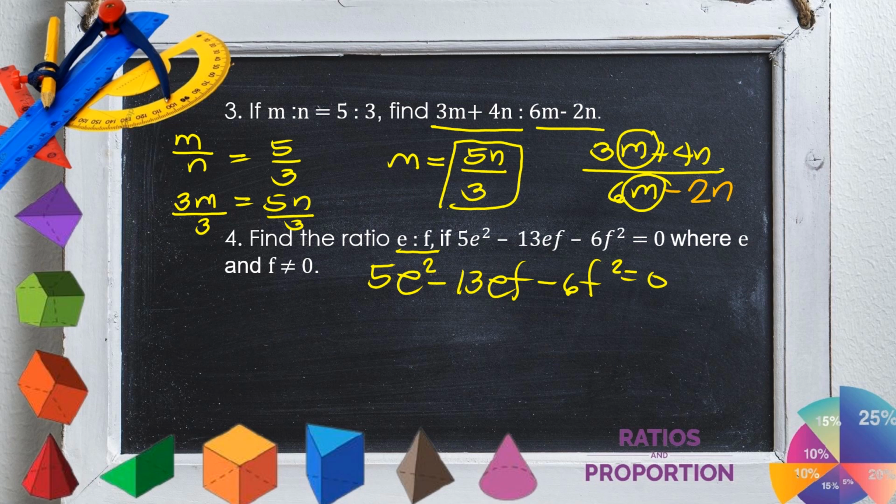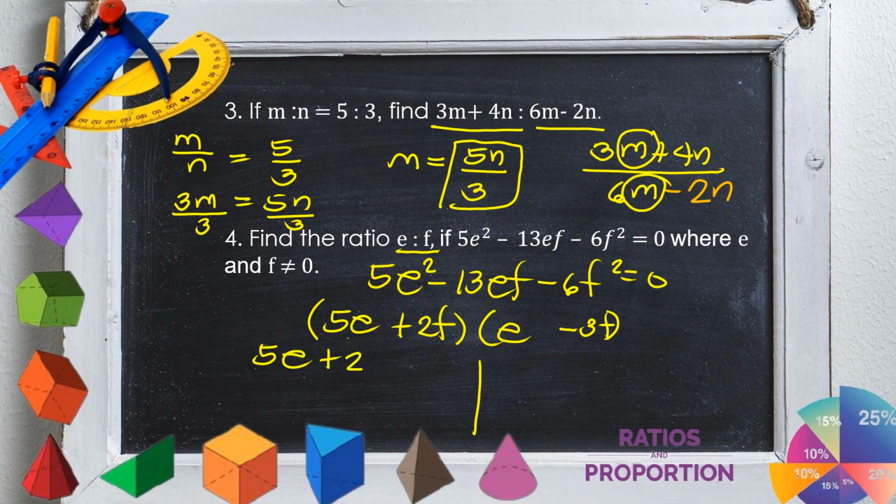So, if we're going to factor this one, we're going to have 5e and e here. Then, we're going to have negative 3f and positive 2f. Let's see, 5 times 3, that's 15. Negative 15 plus 2, that is negative 13. Then, we're just going to do what I did kanina dun sa example na to.